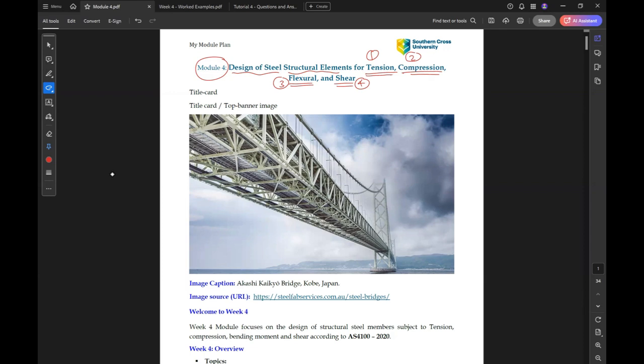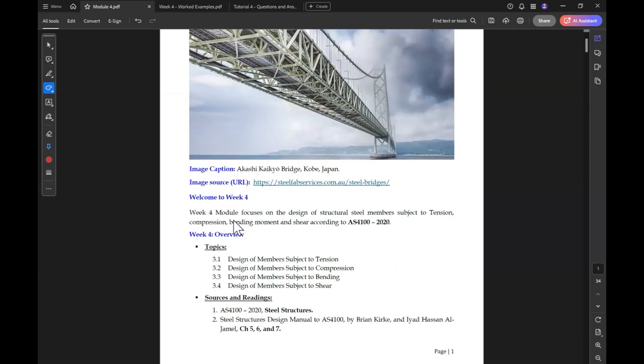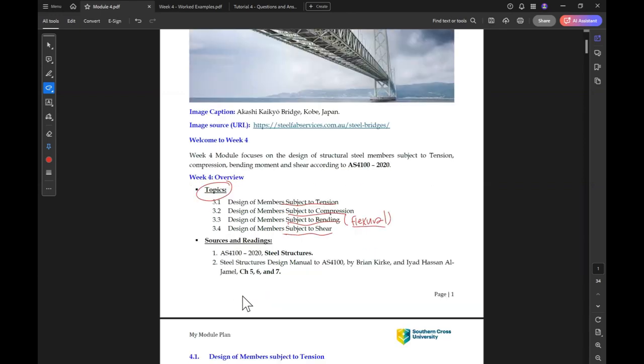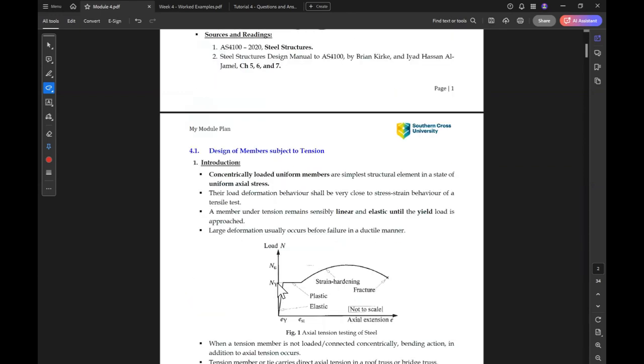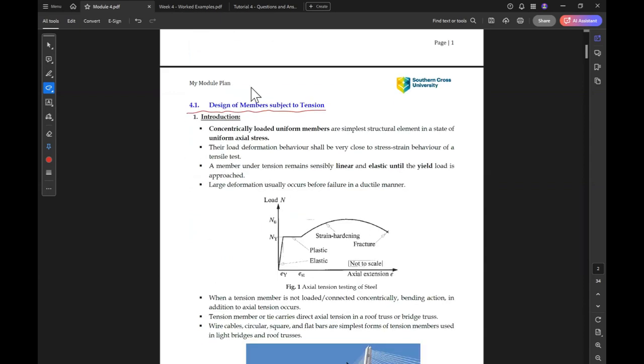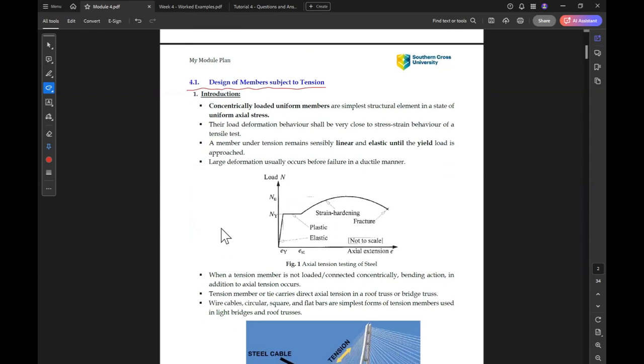So we'll go through them one by one, and we will give some time at the end to practice a problem for each one. Okay, so these are our topics today: tension members, compression members, bending or flexure members, and shear. Okay, so let's start with the tension member. Here's just some description of the tension behavior.